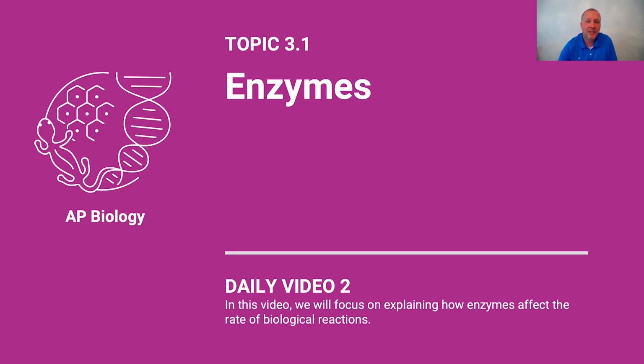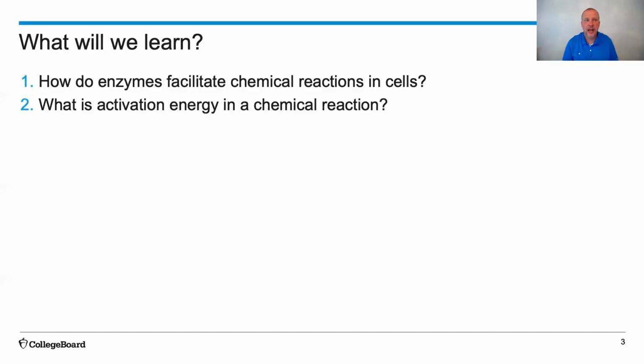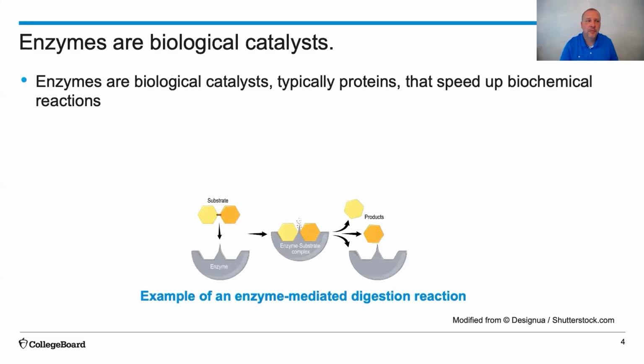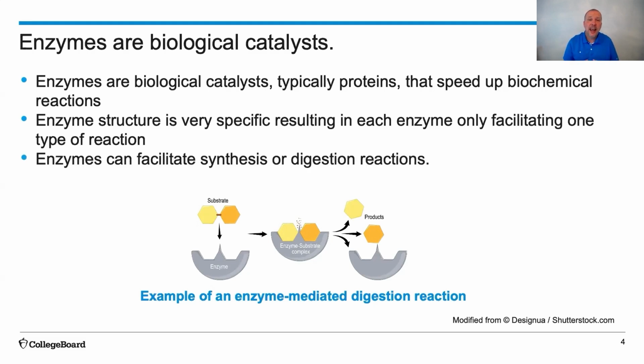Today's topic is enzymes. So what will we learn today? For today's lesson, we're going to look at two things. How do enzymes facilitate chemical reactions in cells? And what is activation energy in a chemical reaction? So let's dive in. First, enzymes are biological catalysts, typically proteins that speed up biochemical reactions. Enzyme structure is very specific, resulting in each enzyme only facilitating one type of reaction. Enzymes can facilitate synthesis or digestion reactions. The example on the screen is an example of an enzyme-mediated digestion reaction.